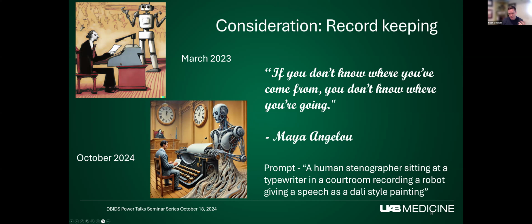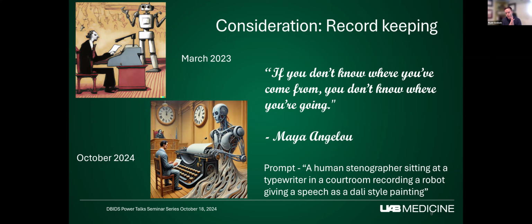I thought this was fun. I play with generative AI a lot. And in March 2023, I gave DALL-E 2 at the time this prompt: a human stenographer sitting in front of a typewriter, sitting at a typewriter in a courtroom, recording a robot giving a speech as a DALL-E style painting. And this is over a year and a half, same prompt, DALL-E 2 to DALL-E 3, but just the stark difference in quality. The models have really gotten amazing.